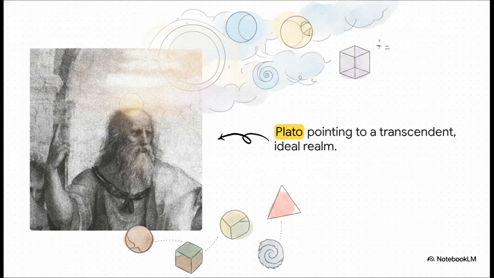Think of it like math. 2 + 2 = 4 exists whether humans are thinking about it or not, right? In that same way, Plato believed properties have their own ultimate independent reality way up in the sky.